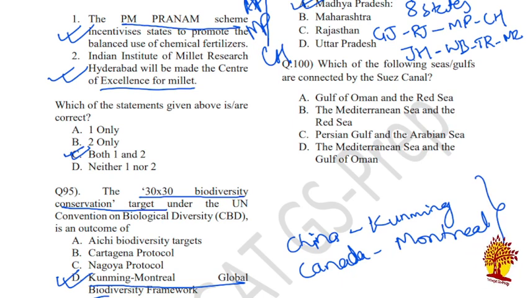Which of the following seas or gulf are connected to Suez Canal? Here, correct answer is option B, Mediterranean Sea and Red Sea. Suez Canal is an artificial sea level waterway in Egypt, and it connects Mediterranean Sea and Red Sea. It connects Mediterranean Sea and Red Sea is the right answer.